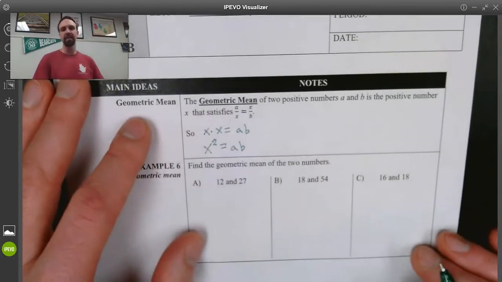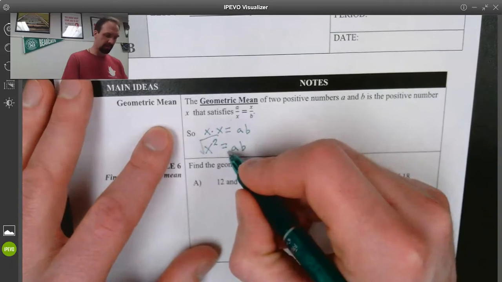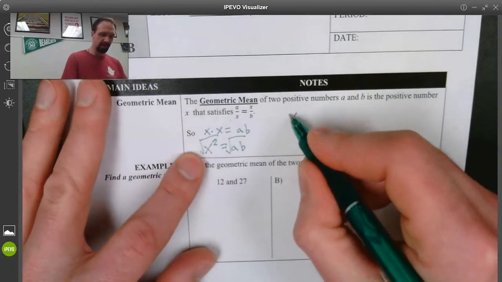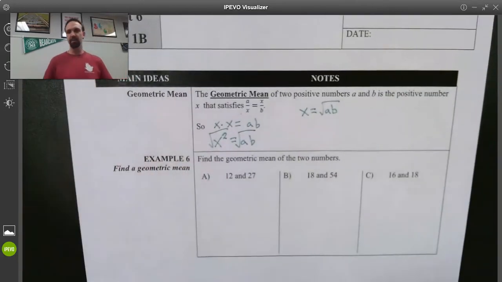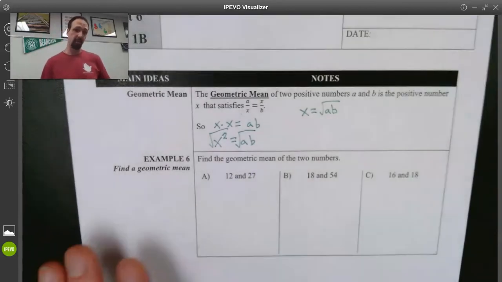A geometric mean is always going to be positive. So we take the square root on both sides, and we get x equals the square root of a times b. Now, in your calculator, if you do that, you might end up with a decimal, so just go ahead and round to 2 decimal points unless the directions say otherwise.